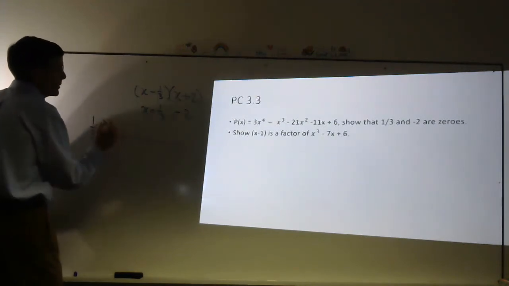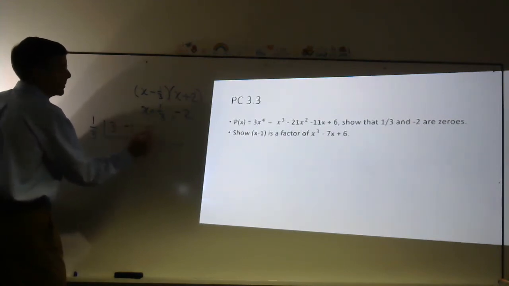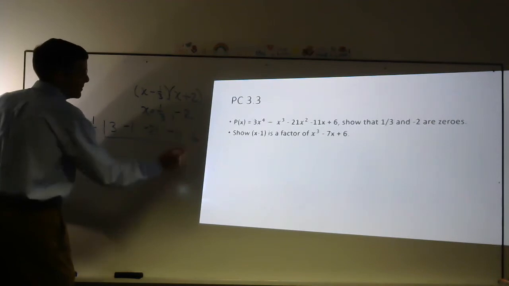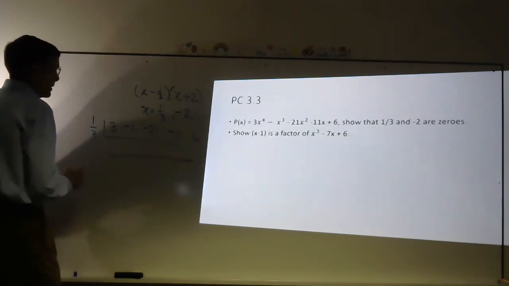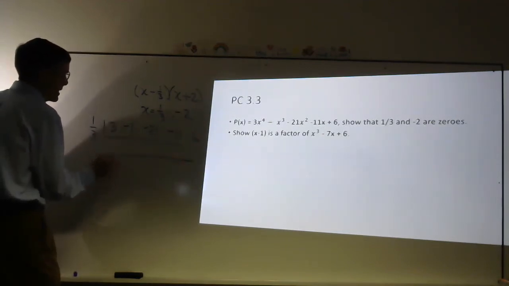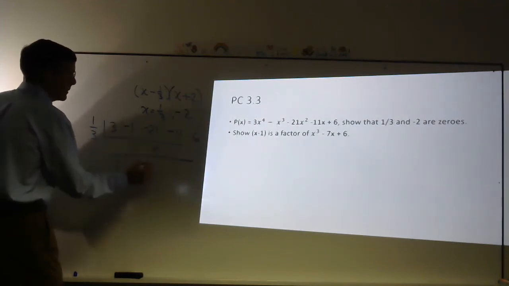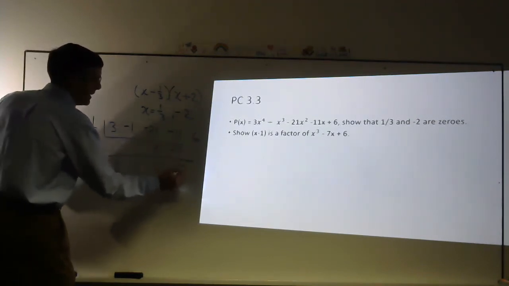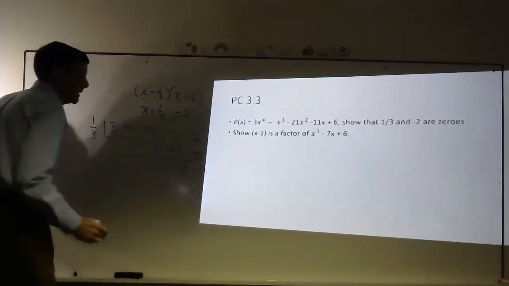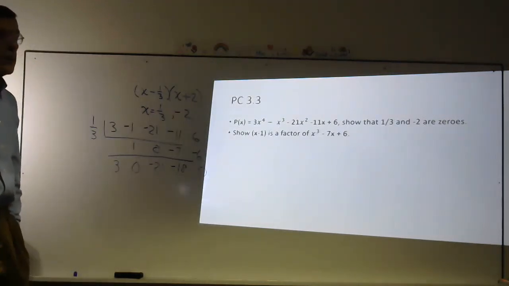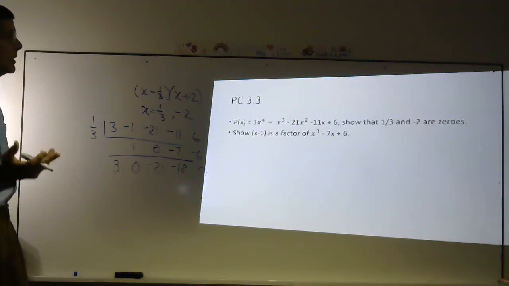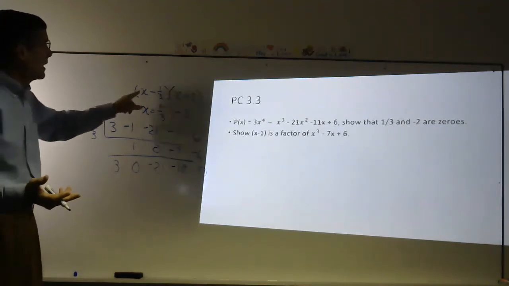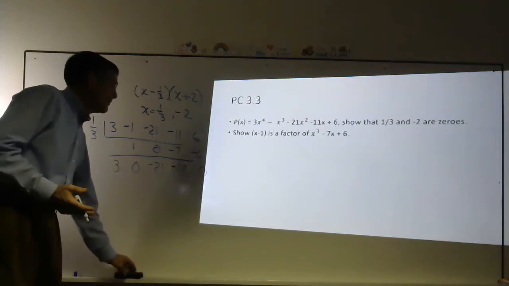Box, coefficients, 3. Any missing terms? No. -1, -21, -11, 6. Here we go. Drop this 3 down. A third of 3 is 1. That's 0. That's 0. That's -21. That's -7. That's -18. That's -6. Bingo. We got a remainder of 0, so we know that 1/3 is truly a 0, and x minus a third is a factor.